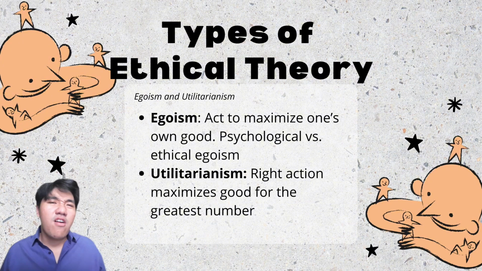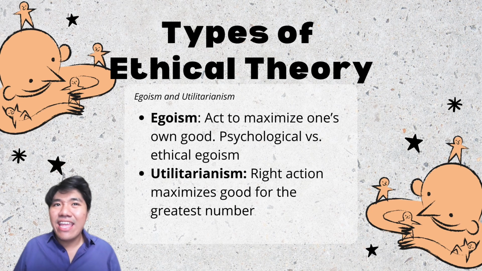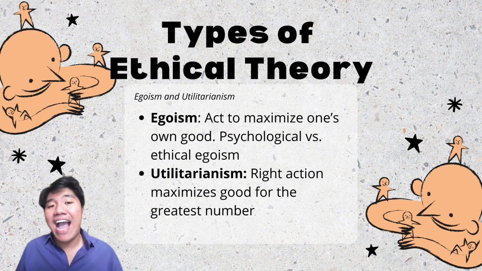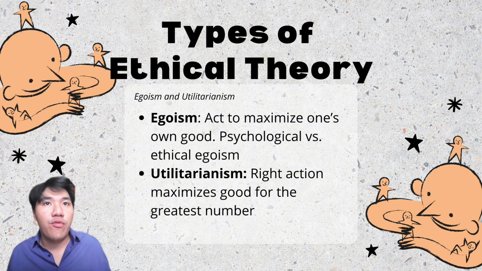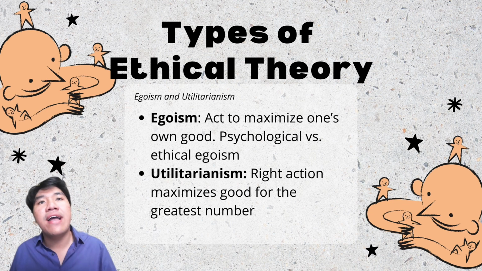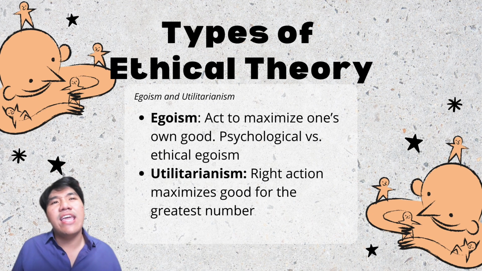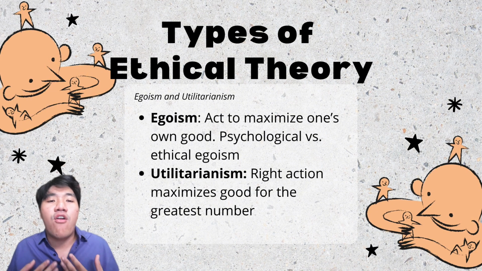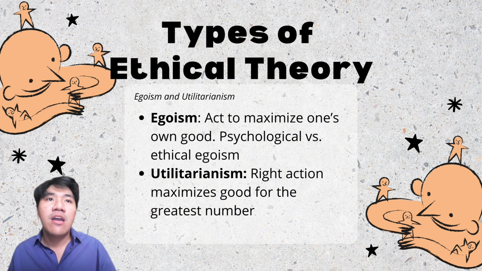Ethical theories are often classified into egoism and utilitarianism. Egoism, this theory asserts that individuals should act in ways that maximize their own good. Psychological egoism claims that individuals naturally act in their own self-interest, habang ethical egoism naman suggests that they ought to do so. Egoists argue that each person should prioritize their own happiness and well-being above others.